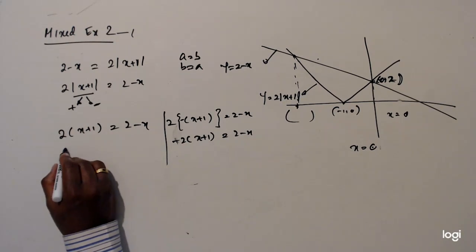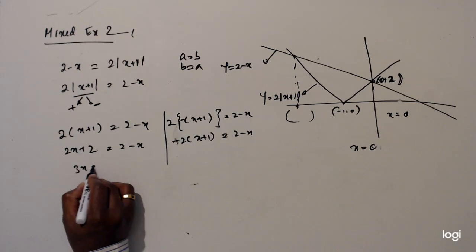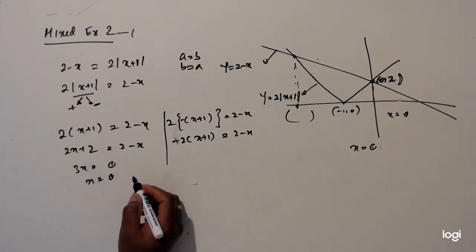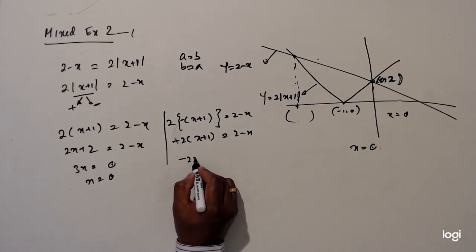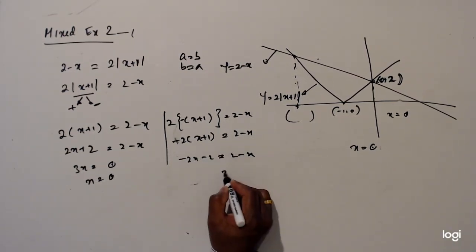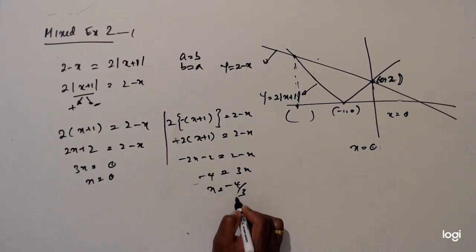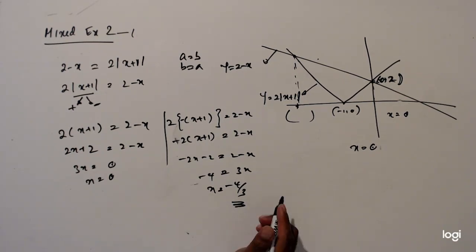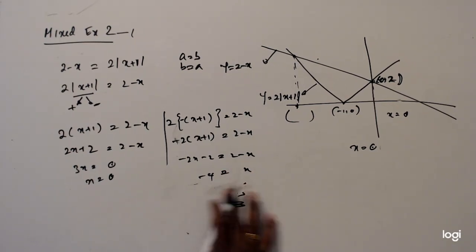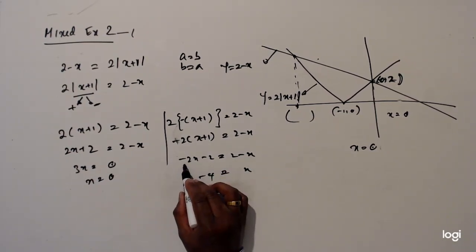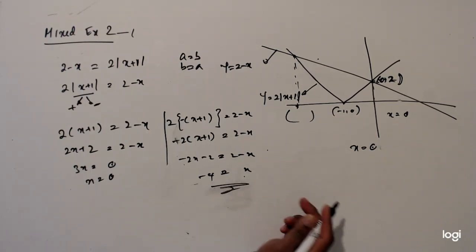Now we have to solve this one. 2x plus 2 equals 2 minus x, then 3x equals 0, x equals 0. We got one answer. And the other one is minus 2x minus 2 equals 2 minus x. Sorry, moving minus 2x to the other side, positive, minus x, and x equals minus 4.